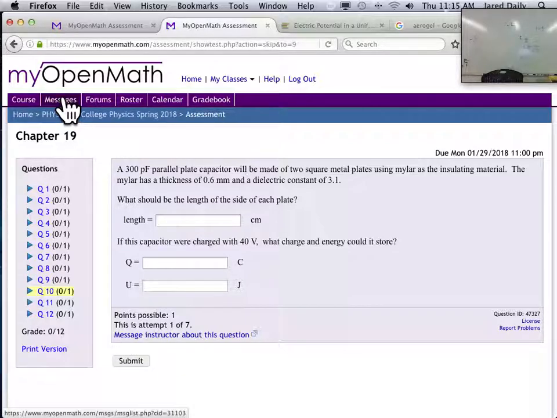Besides that, I'm going to turn you loose and let you play around with this. We have about 2 hours to do this, an hour and 45 minutes.